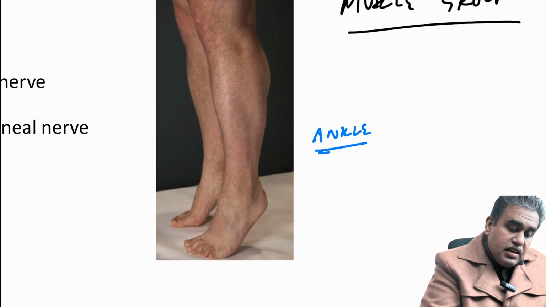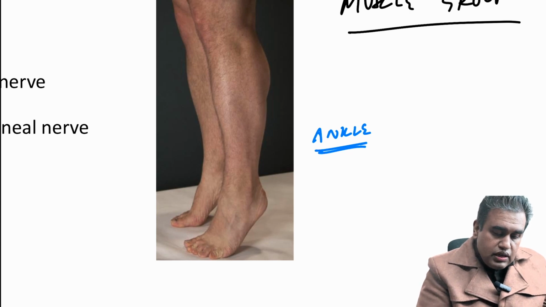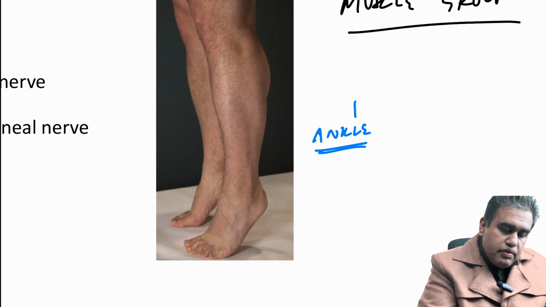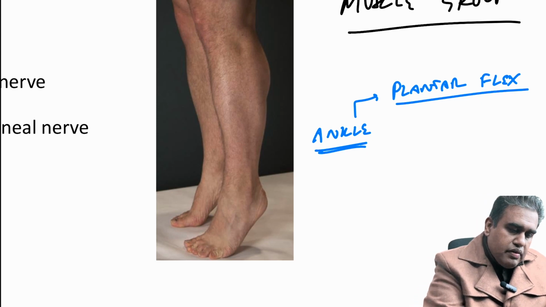ओके. एंकल में क्या मूवमेंट हुई है? डॉर्सी फ्लेक्शन और प्लांटर फ्लेक्शन. आप खुद देखो, सामने इमेज है. एंकल में वी हैव दी प्लांटर फ्लेक्शन. सिंपल यू कैन कॉल इट एज फ्लेक्शन ऑल्सो, बट बोलते हैं प्लांटर फ्लेक्शन. प्लांटर फ्लेक्शन इज डन बाय विच ग्रुप ऑफ मसल्स?